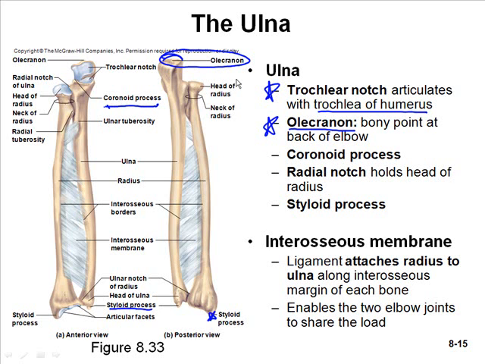So you have a styloid process on the radius that we talked about. You also have this one on the ulna.